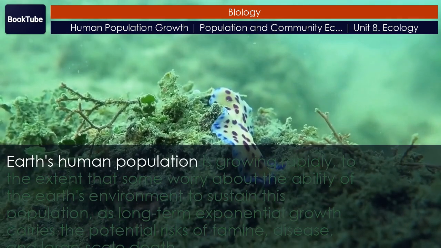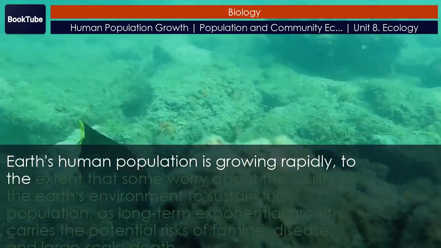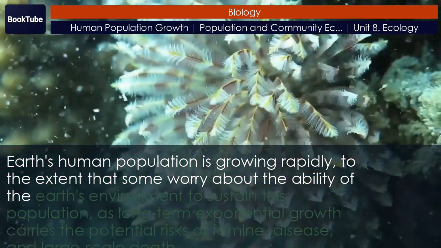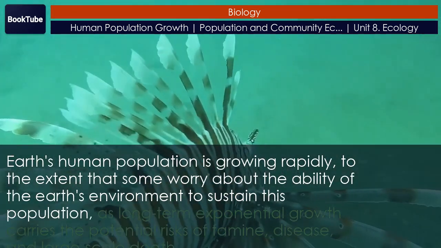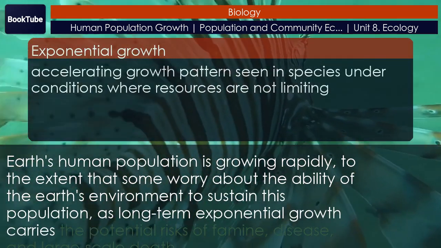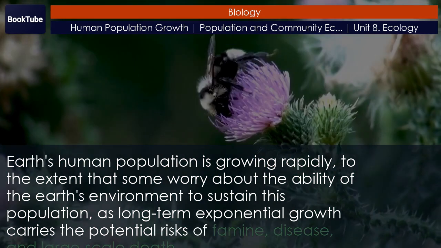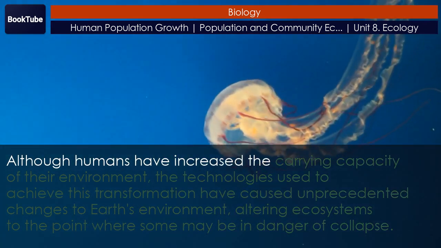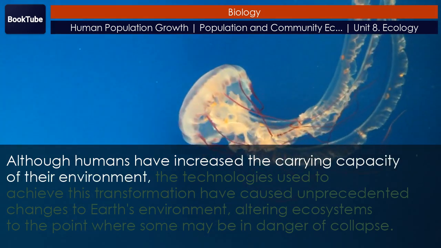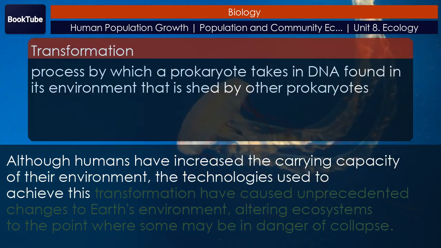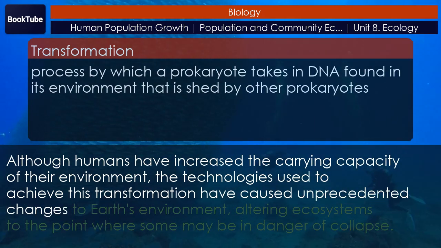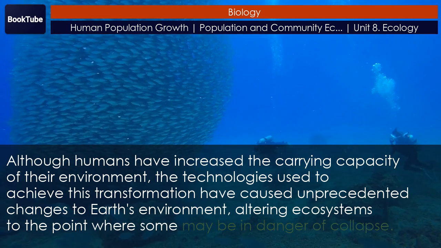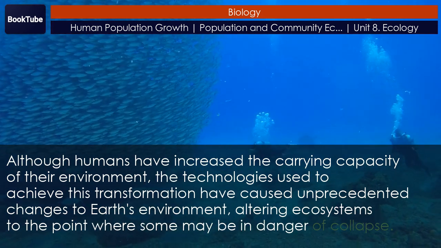Earth's human population is growing rapidly, to the extent that some worry about the ability of the Earth's environment to sustain this population, as long-term exponential growth carries the potential risks of famine, disease, and large-scale death. Although humans have increased the carrying capacity of their environment, the technologies used to achieve this transformation have caused unprecedented changes to Earth's environment, altering ecosystems to the point where some may be in danger of collapse.